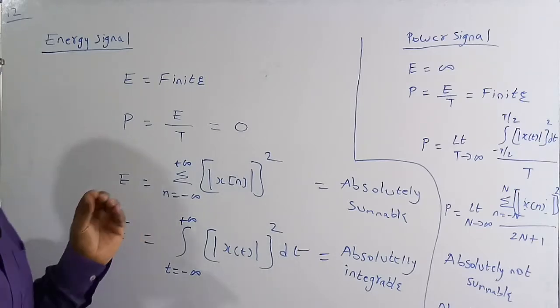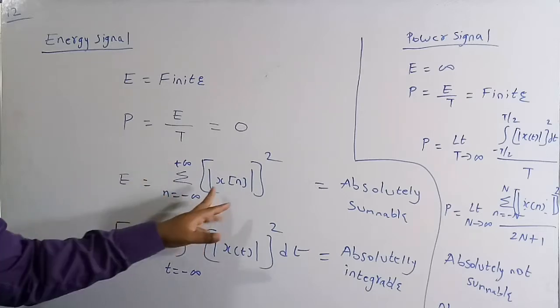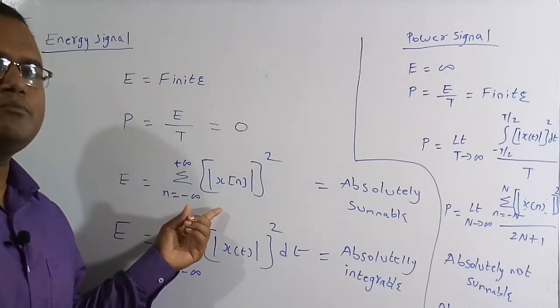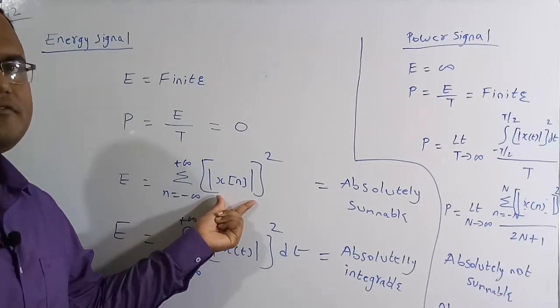So for discrete time signals, the energy is defined as summation n equal to minus infinity to plus infinity of mod of x of n whole square. This formula is used for both real signals and complex signals, because we are going to use the modulus of x of n.